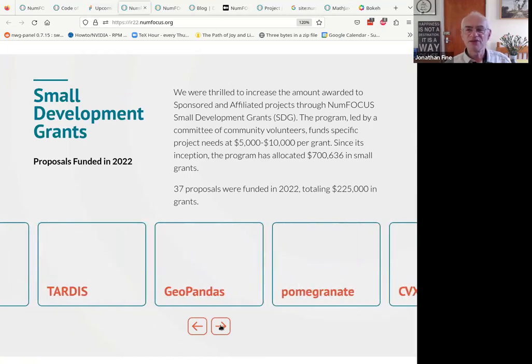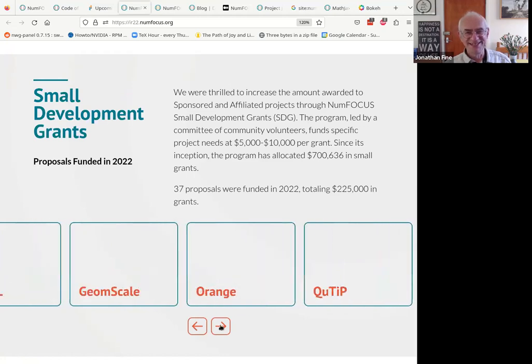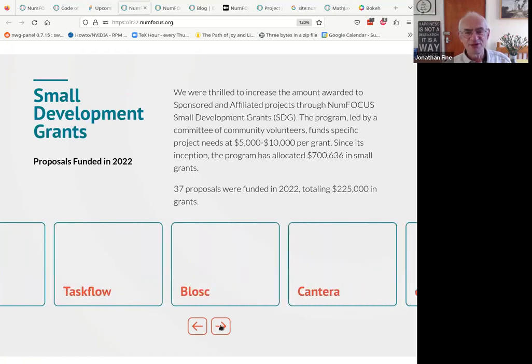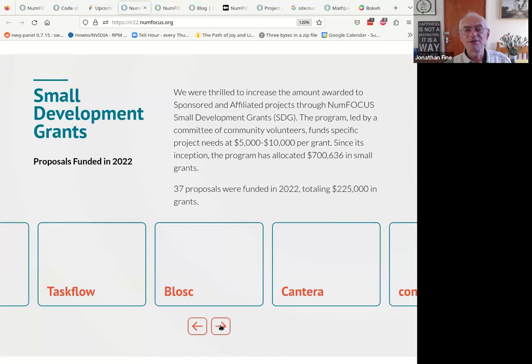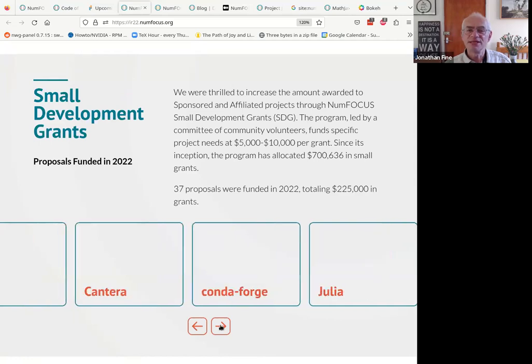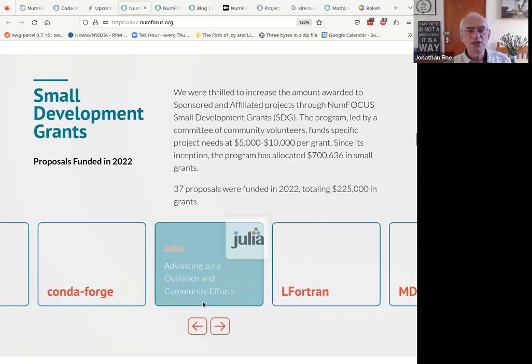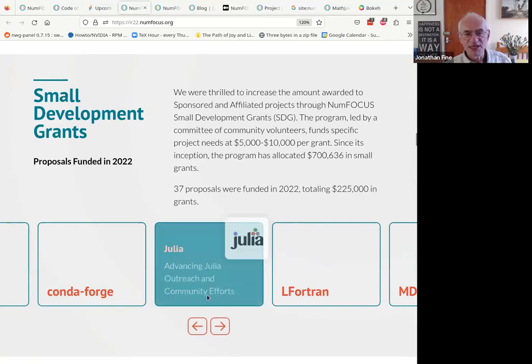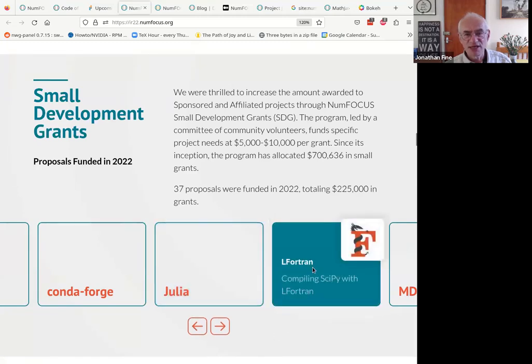GeoPandas is something to do with geographical information systems. Pomegranate is something to do with fruit. Geomscale, orange, that's something else to do with fruit. Qtip, TaskFlow, Blosc, Cantera. I think that might be recording software, I'm not sure. Conda Forge. Conda is Anaconda, is related to Python. Julia we've seen. So Julia is a big project, and here it's advancing Julia, outreach and community efforts that it's providing. Fortran, compiling SciPy with Fortran. So I was right, the F was for Fortran.